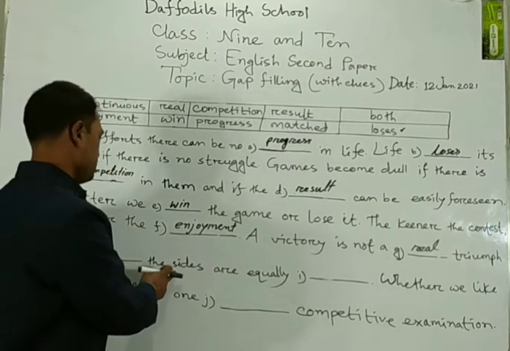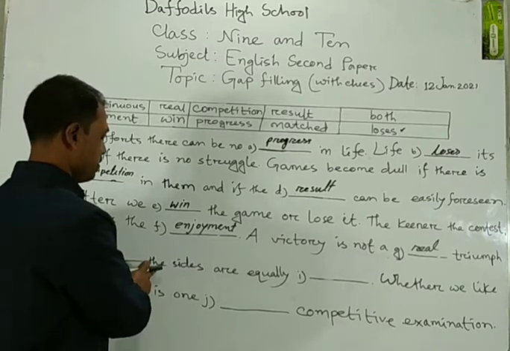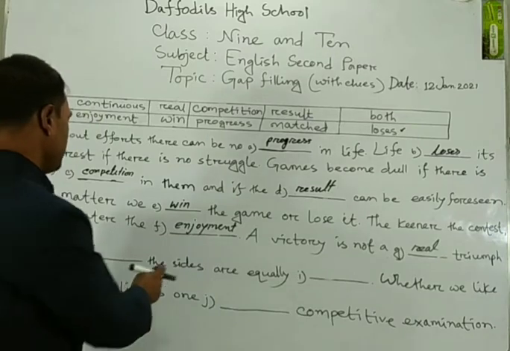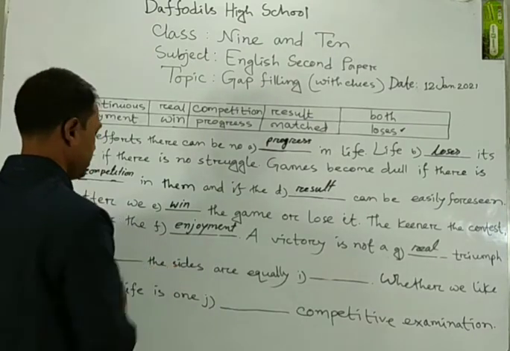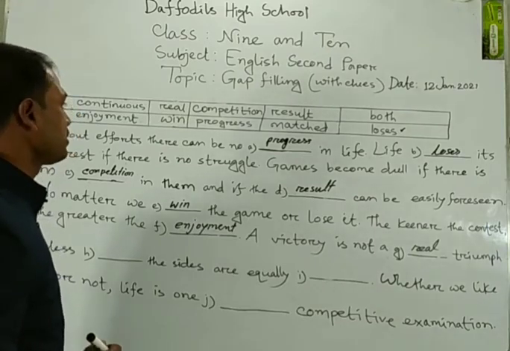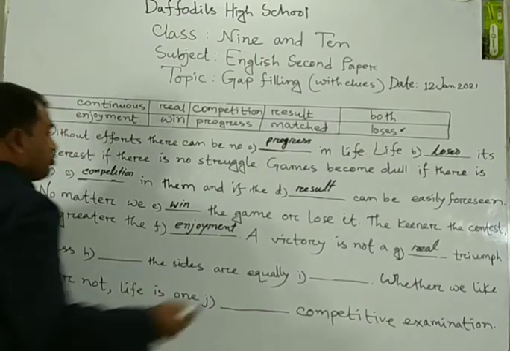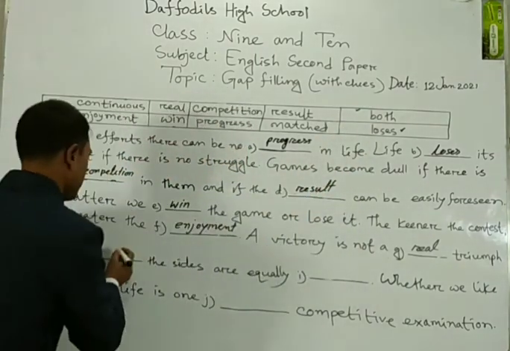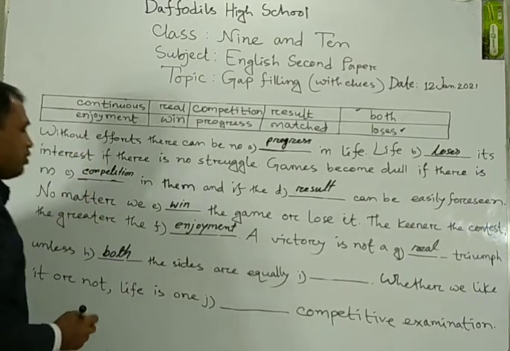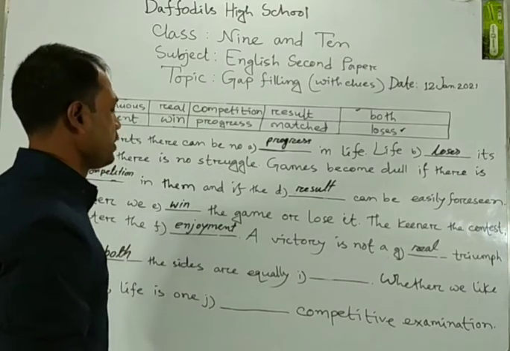Here this subject has been modified by this determiner the, and we can modify these subjects again with another modifier, another determiner, and that determiner is both. This both can be used here. Unless both the sides are equally dash.